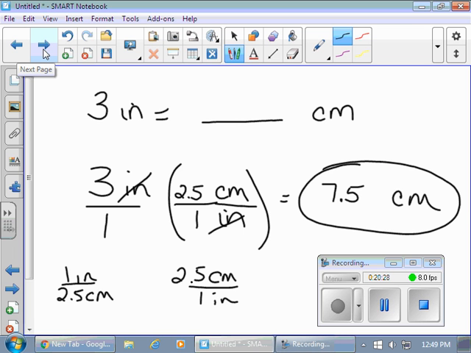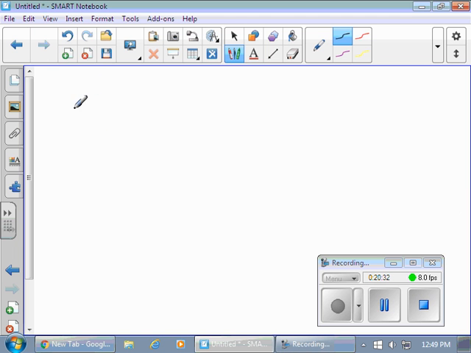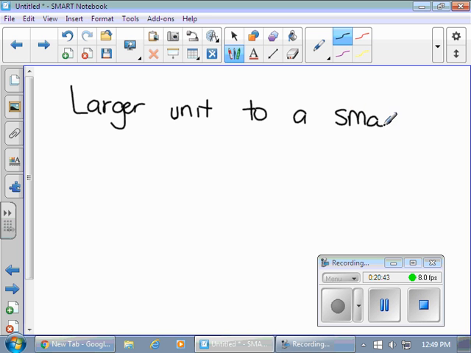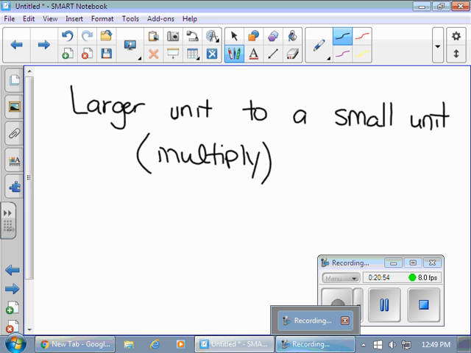Now, let me explain. When you go from a larger unit to a smaller unit, you multiply. Okay? Because a minute ago we went from an inch to a centimeter.